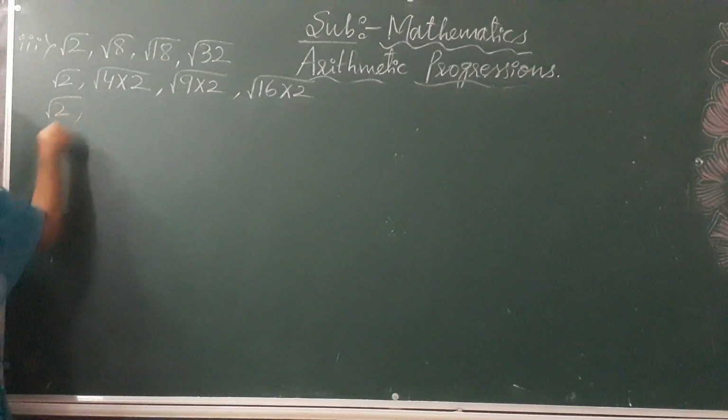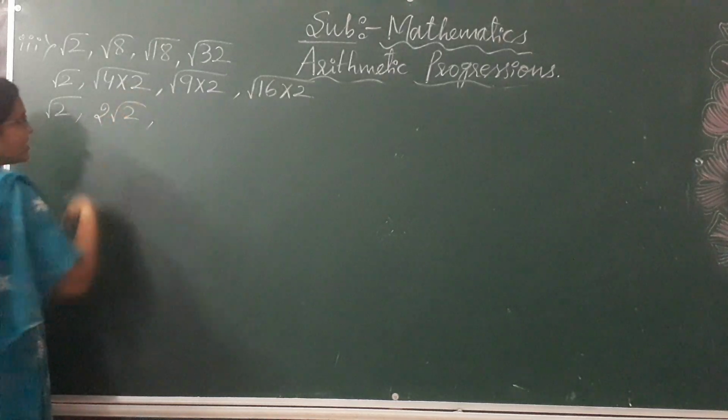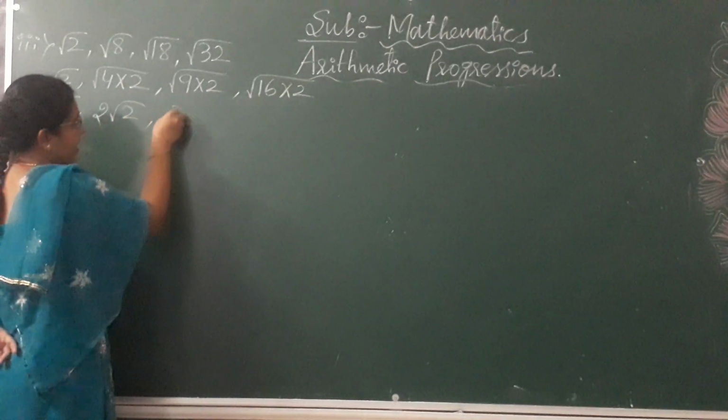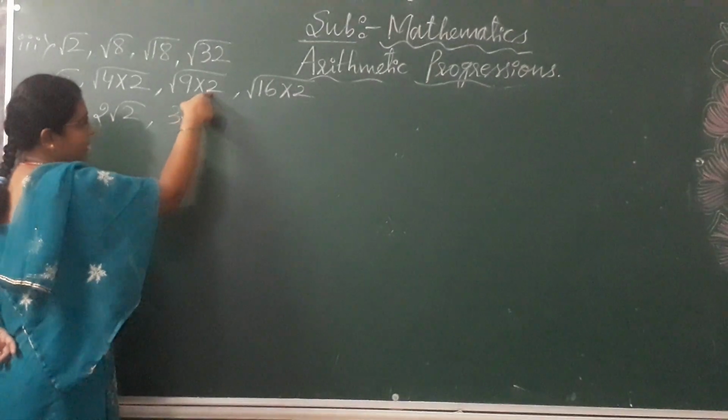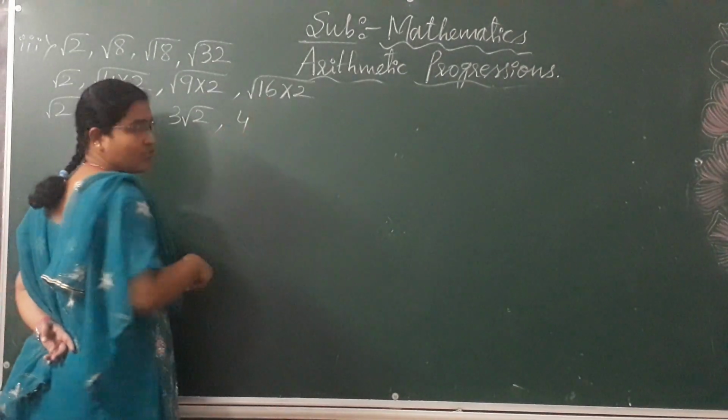Now keep root 2 as it is. Square root of 4 is 2. Keep root 2 as it is. And square root of 9 is 3. And 2 remains inside the root, write it as it is. Square root of 16 is 4.